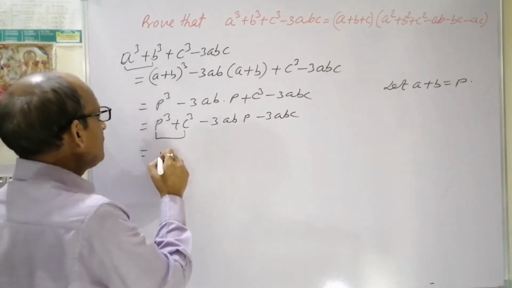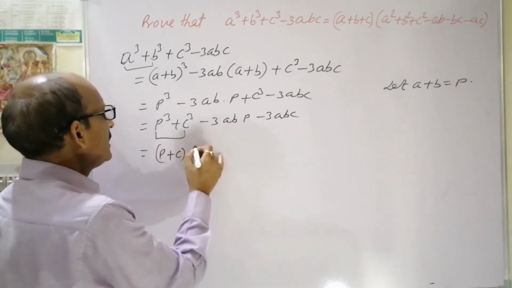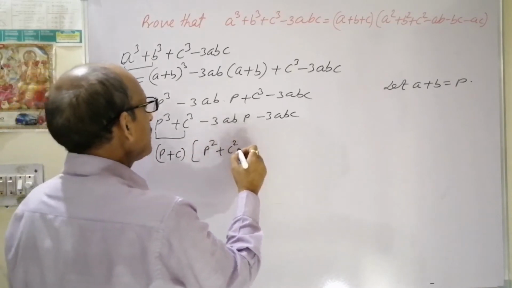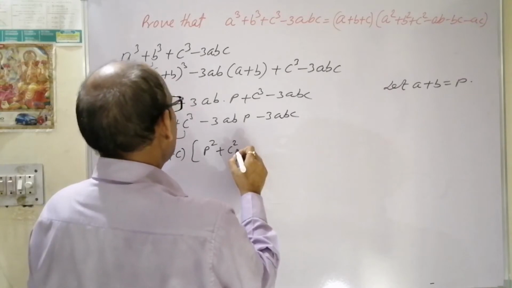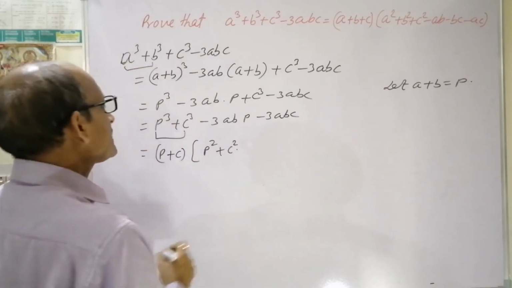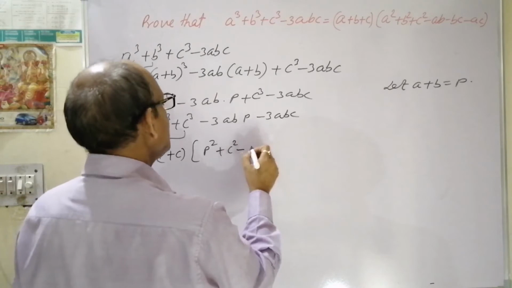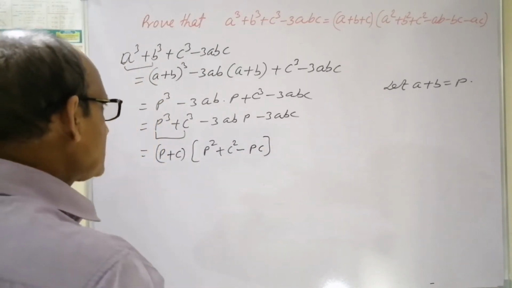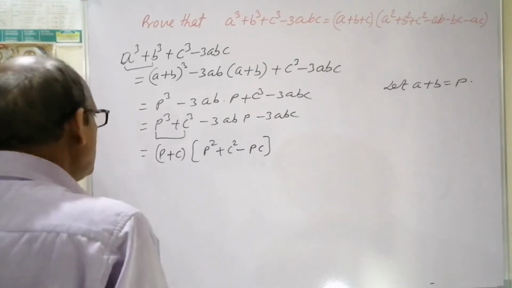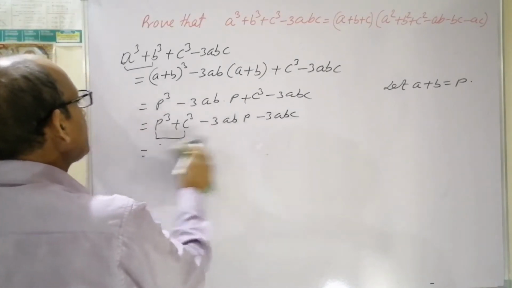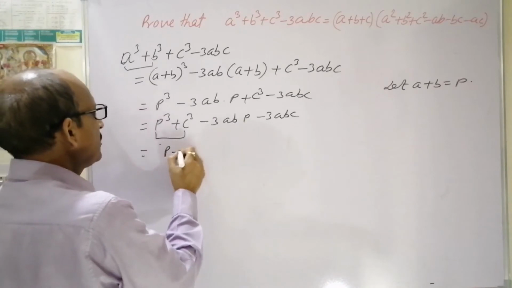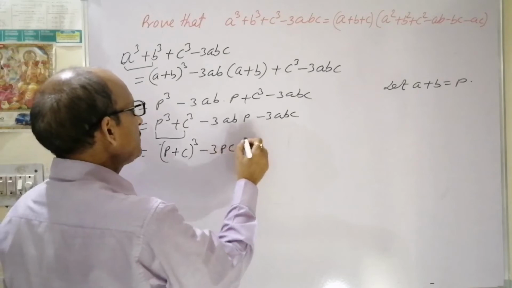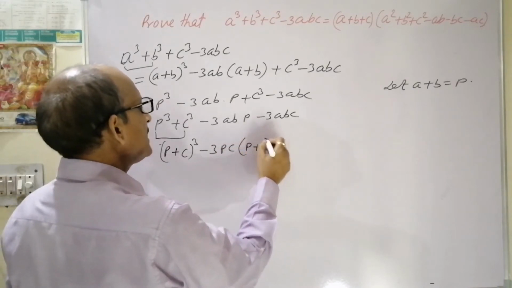Okay, now we'll again expand this value by the same identity, a cube plus b cube. So we'll get again (p plus c) in one bracket. In the next we have p square plus c square minus pc. Or you can write in this way also, as we have done in the previous one: (p plus c) whole cube minus 3pc in bracket (p plus c).